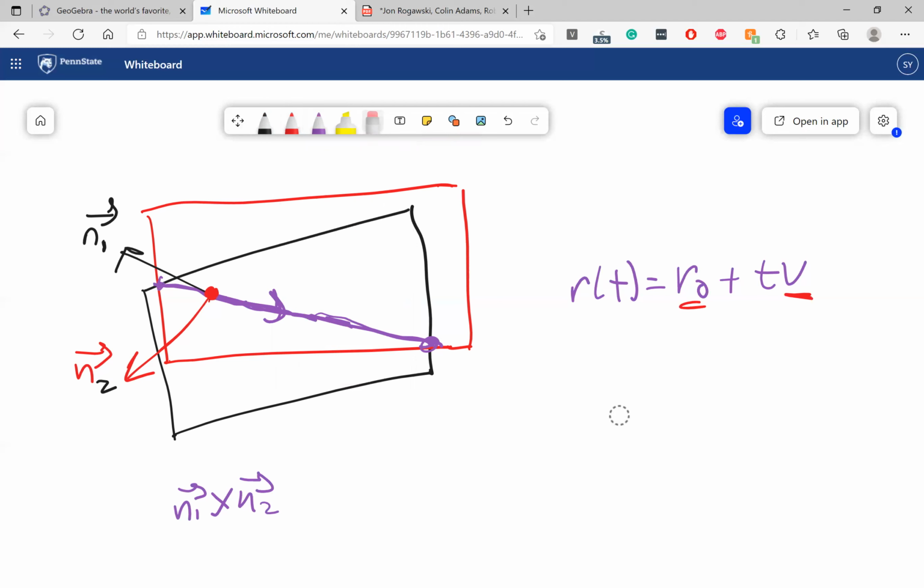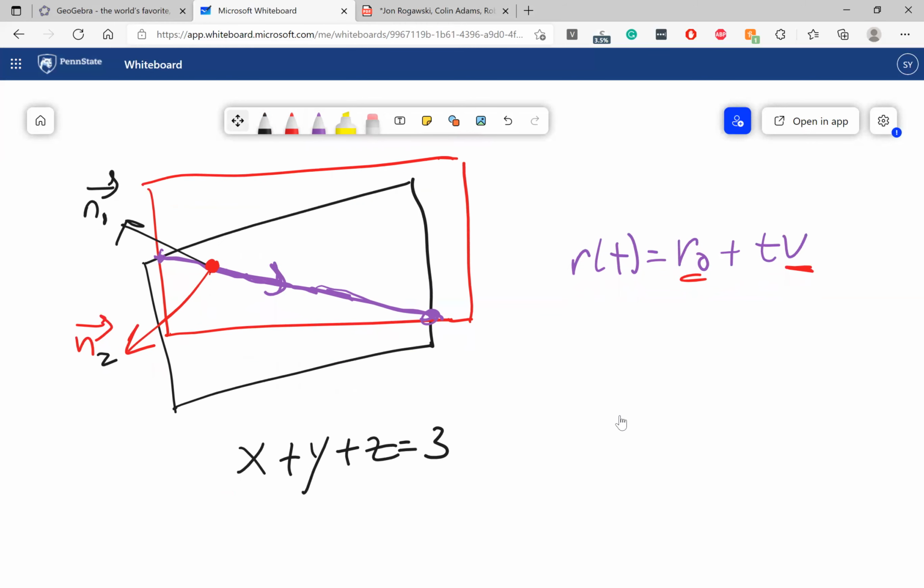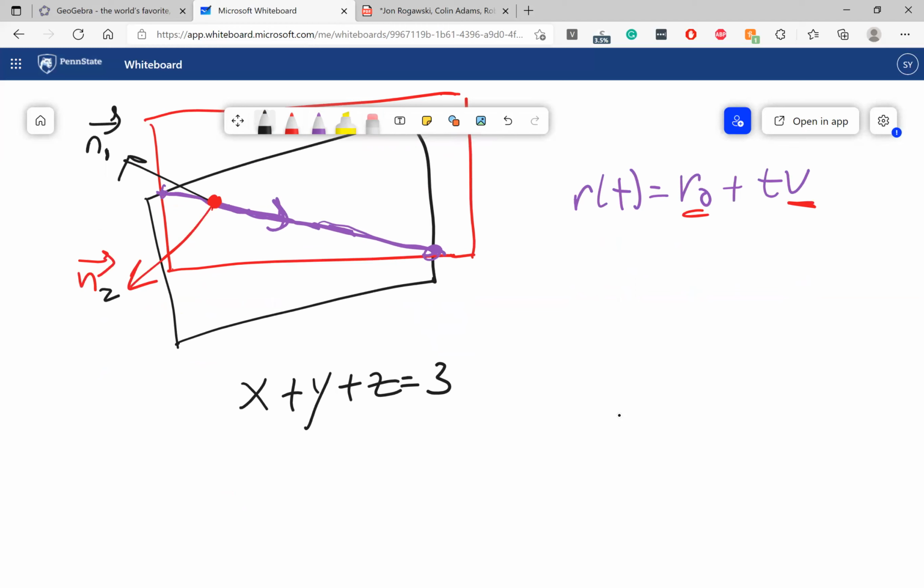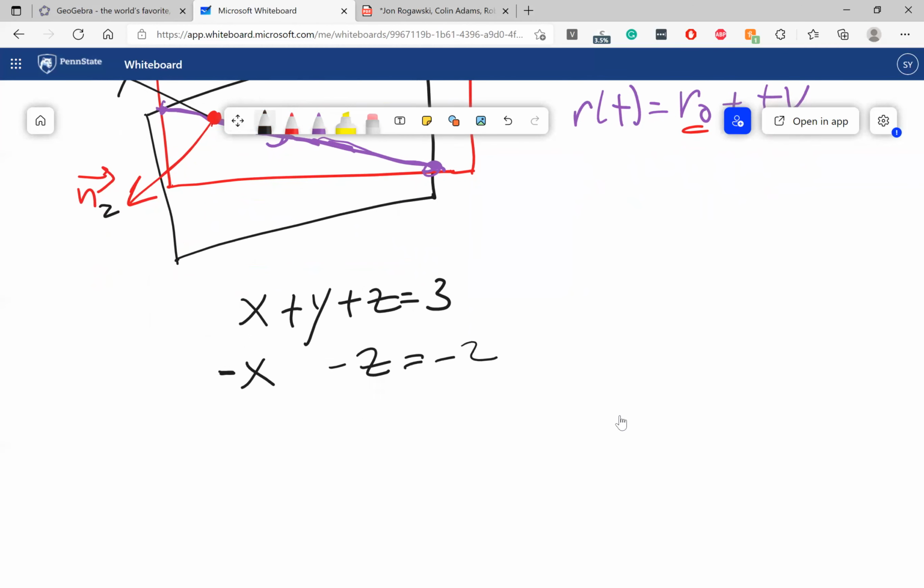Let's imagine that we have the following two planes. One of them is the plane x plus y plus z is equal to 3. And the other one is the plane negative x plus, let's say, negative z, so the coefficient in front of y is going to be 0, is equal to negative 2. The first thing to do is to look at the normal vectors of both of these planes. So N1 over here is (1, 1, 1), and N2 is (-1, 0, -1).